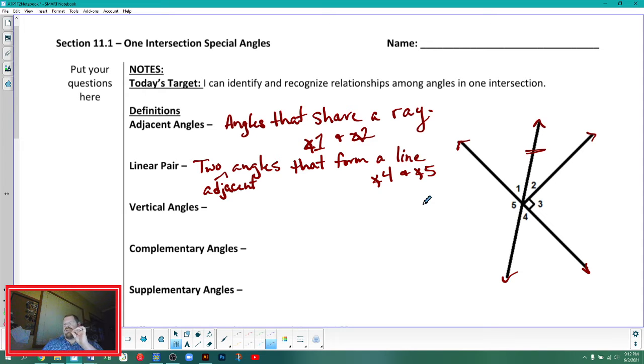Vertical angles, now this one's interesting because it's not talking about vertical as in up and down. It's actually talking about the point where the lines cross, which is called a vertex. So that's where this term vertical comes from. And vertical angles are angles across from each other when two lines cross.